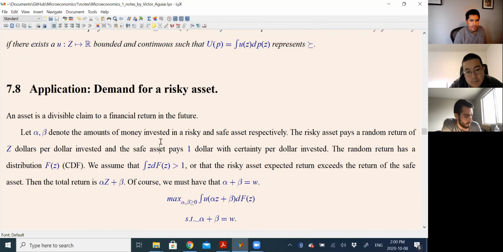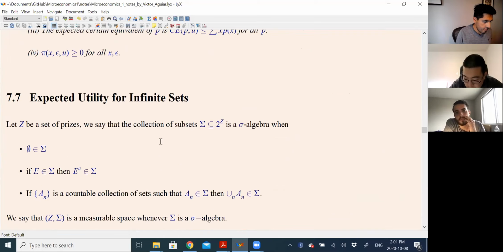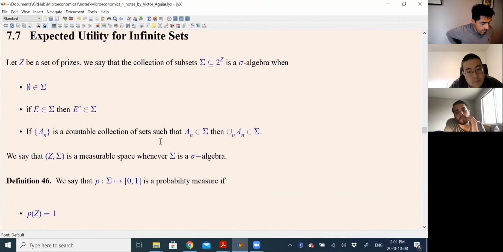So a question, Professor. Yeah, go ahead. Because you define the sigma algebra and use a countable set, but then you define the integral. So I'm a little bit confused about this part. Can you say that again?